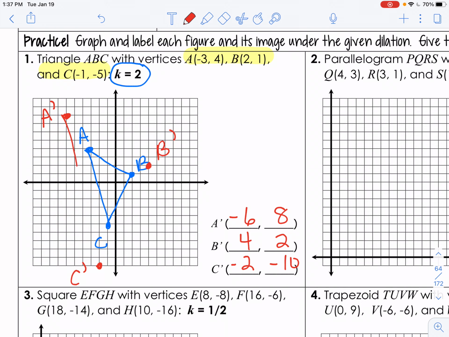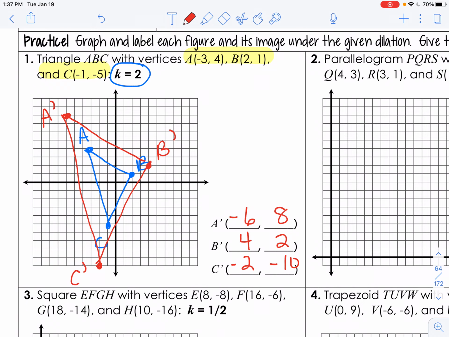So if I connect those points, you can see it gets much bigger. And what actually happens is each of those side lengths double, okay, to get our new figure. All right, so that's a dilation with a scale factor of 2. We multiplied every single ordered pair by 2, and our dilation was bigger than what we started with.